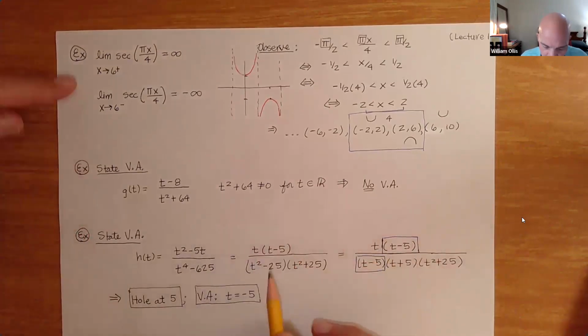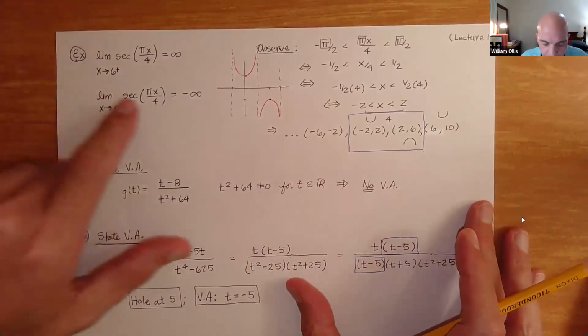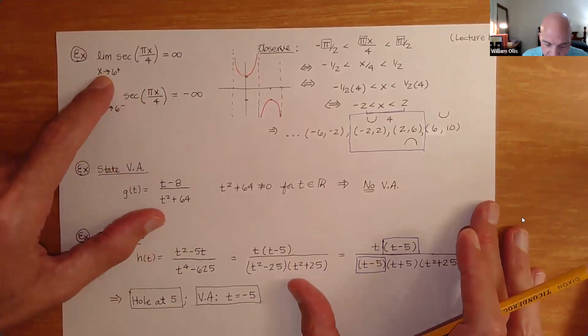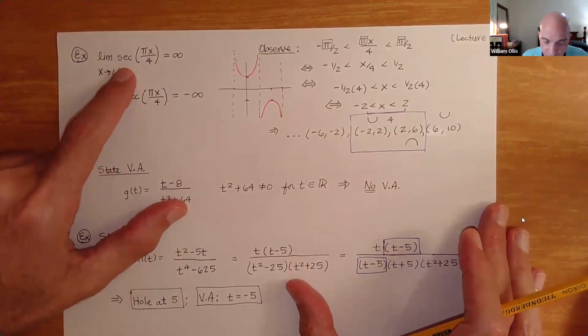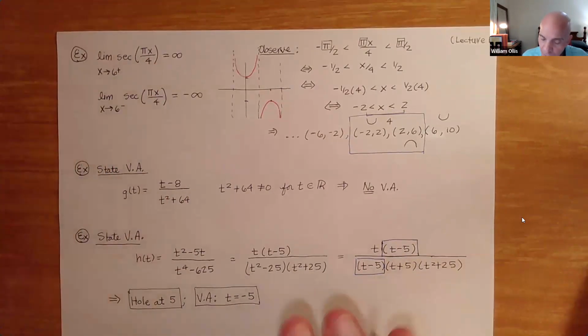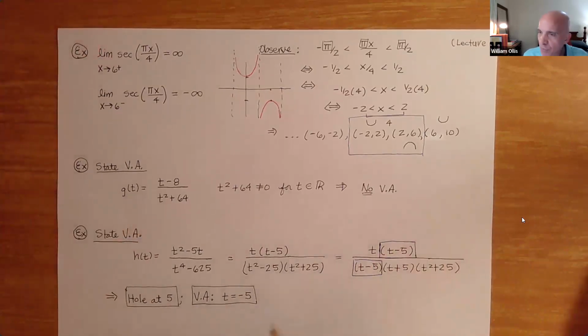Now, what I thought was interesting with these kinds of problems is that they highlight some very basic concepts. Look at the first one, and notice we have the limit as x approaches 6 from the right and the left of the secant function with an argument of pi x over 4. We had a similar example to this in the continuity section.